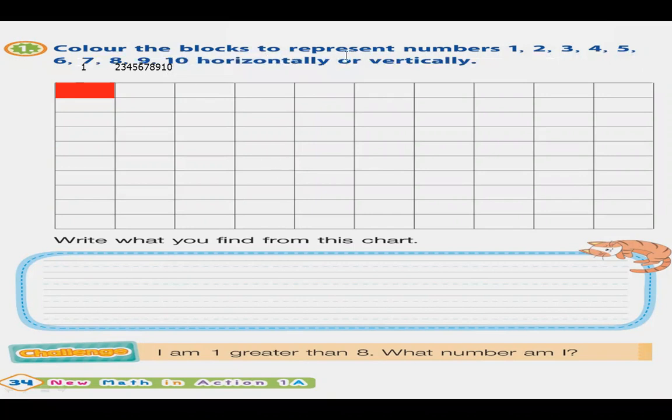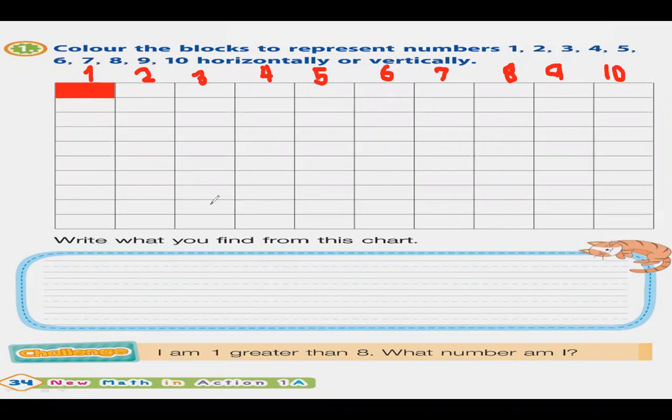to, sorry, what happened? No need to write this area, okay? So teacher, we can write it for you. 1, 2, 3, 4, 5, 6, 7, 8, 9, and 10. Okay, so this is 1 up until 10.